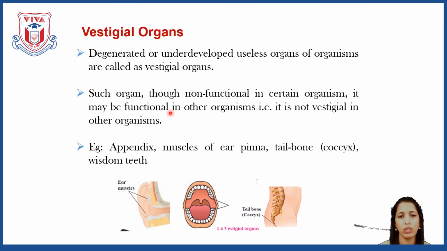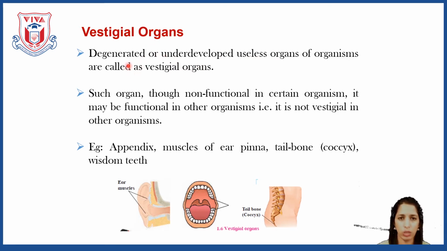Next comes the vestigial organ. Now, what are vestigial organs? Vestigial organs are also one of the evidences of evolution. They are nothing but those organs which are degenerated or underdeveloped, useless organs of the organism. These organs are present in the body of the living organism, but they are either underdeveloped, useless or degenerated. So these degenerated, underdeveloped, useless organs of the organism are called vestigial organs.